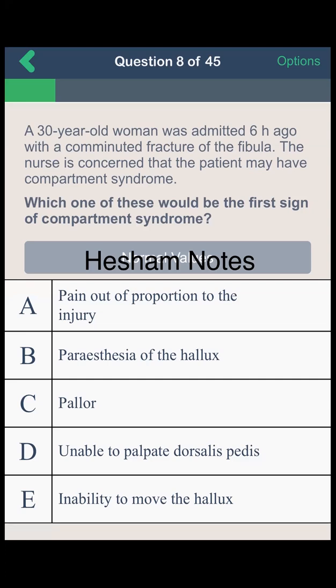So pain out of proportion to the injury is the first sign and the most significant sign of compartment syndrome. Yes, we discussed that in the previous lecture, that compartment syndrome is characterized by pain out of proportion to the trauma and paresthesia, tingling, numbness, limited mobility, and the late sign is absent pulse and decreased blood supply to the limb. Okay, another question. It will be your last question. Then this is compartment syndrome.